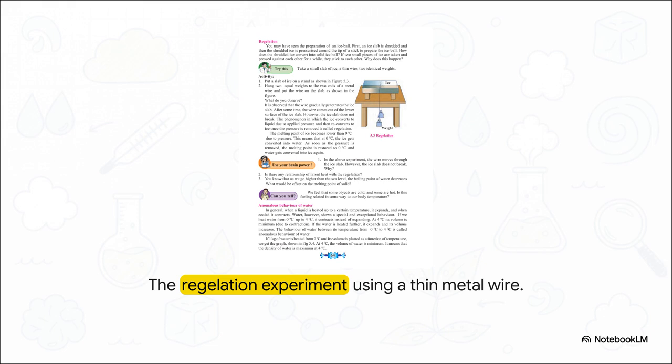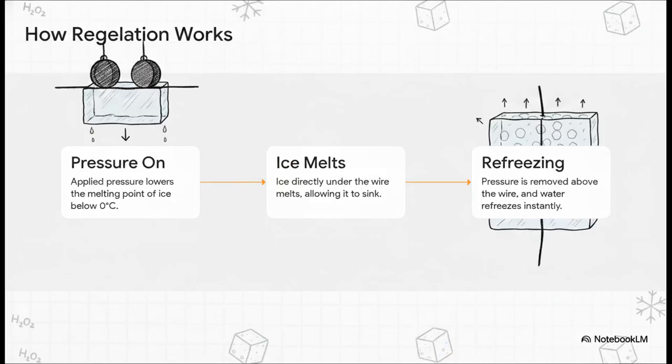You place a thin metal wire with heavy weights hanging from both ends, right over a solid block of ice. If you do this, something almost magical happens. Over time, the wire will actually pass right through the ice block, but the block itself will not be cut in half. It remains completely intact. Let us break down the exact steps of what is actually occurring here.